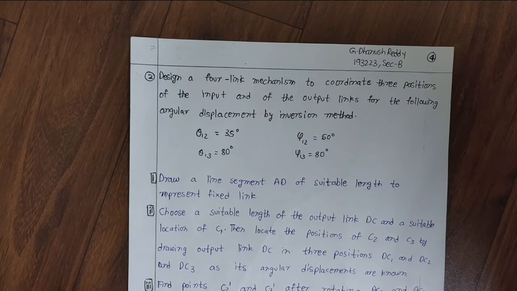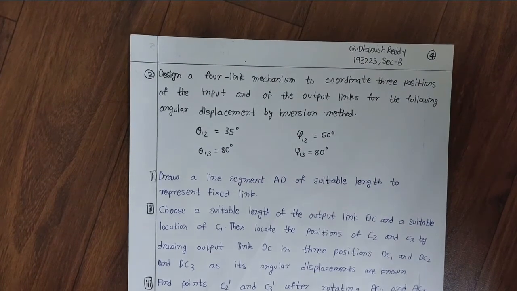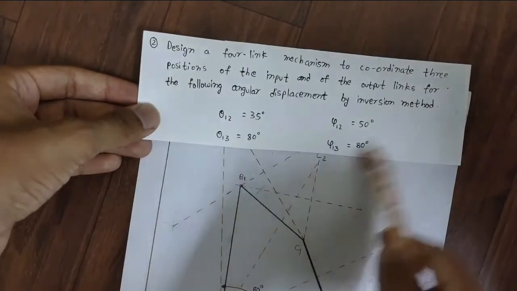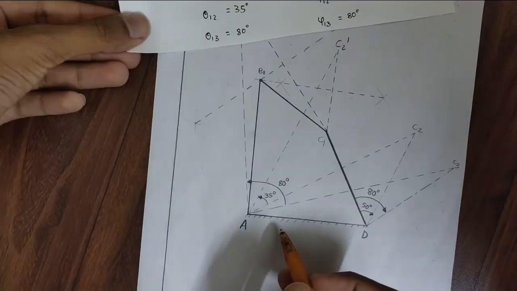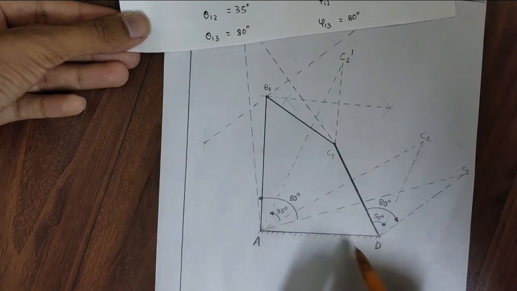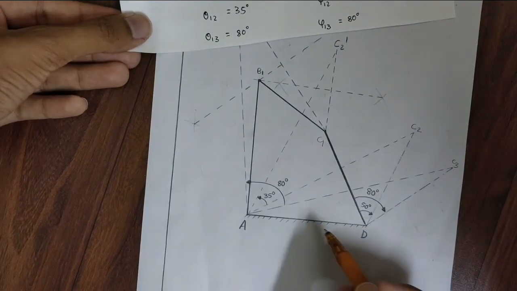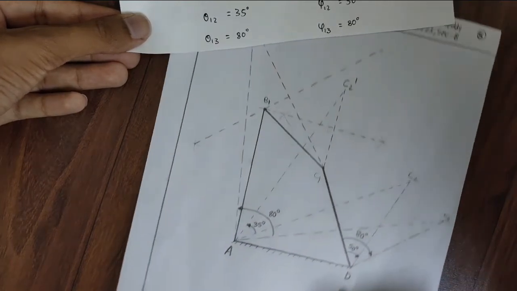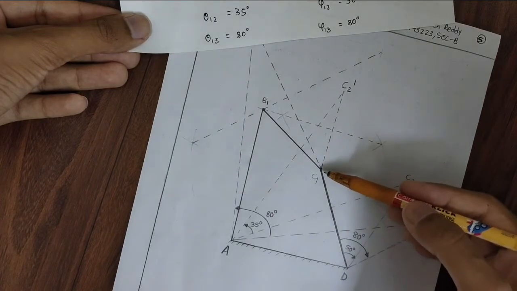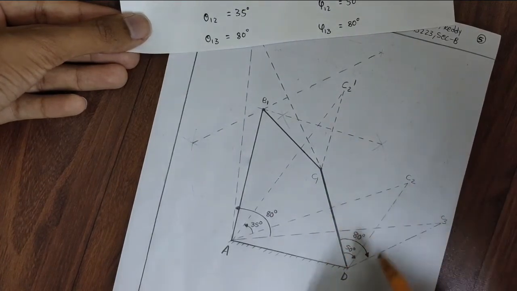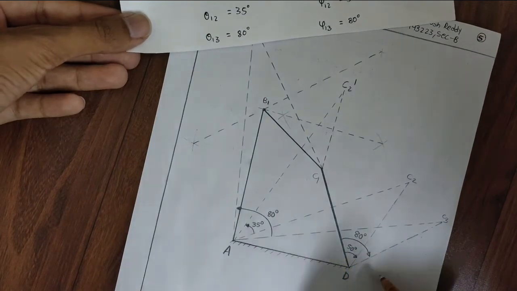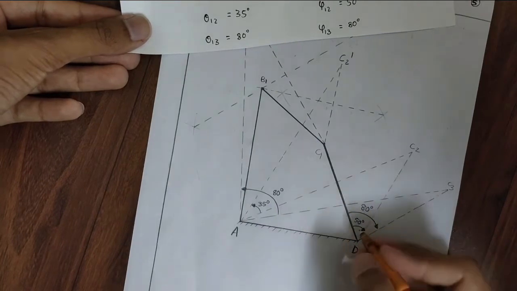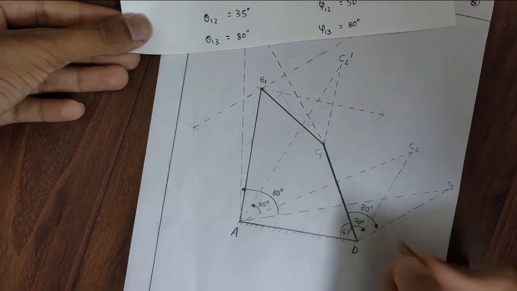The next problem I am going to discuss is about synthesis of a 4-bar linkage by the inversion method. In the question, they have given the following data. First of all, take a line segment AD of any suitable length. In my case, I have taken it as 80 mm. From D, draw a line segment DC1 of any arbitrary length and any orientation. In my case, I have taken DC1 as 70 mm, with DC1 making an angle of 60 degrees with AD.